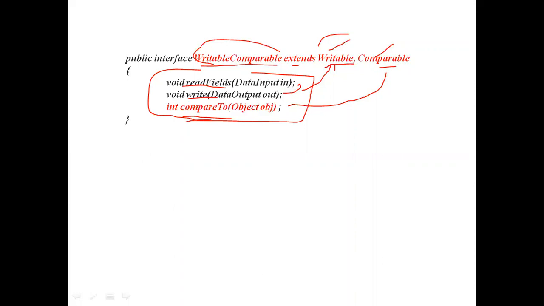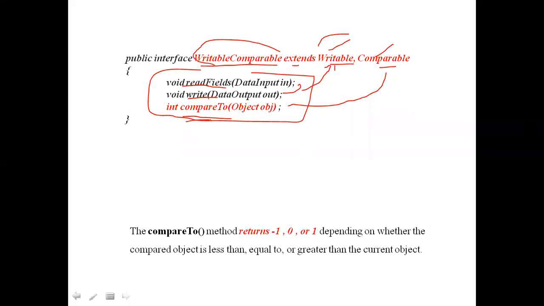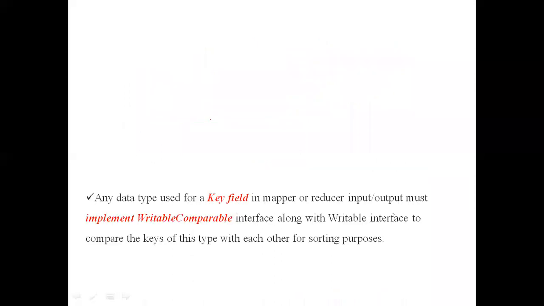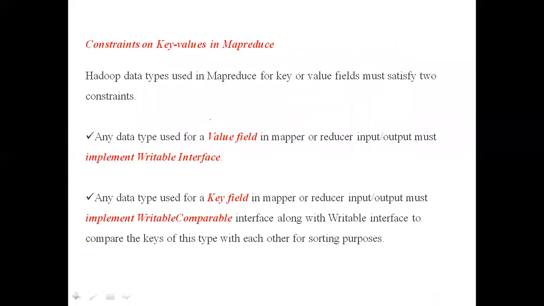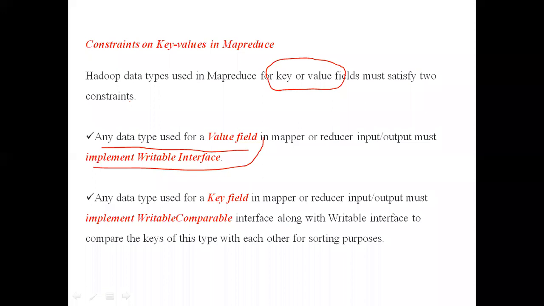Clear. When we come to the MapReduce program, where do we use the writable interface and where do we use the writable comparable interface? We know every phase of MapReduce works with key comma value pairs. Any data type used for the value field in the MapReduce program must implement the writable interface. For value, we have to use a data type which implements writable.